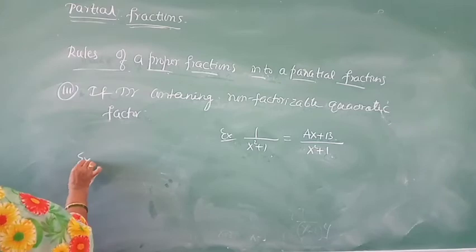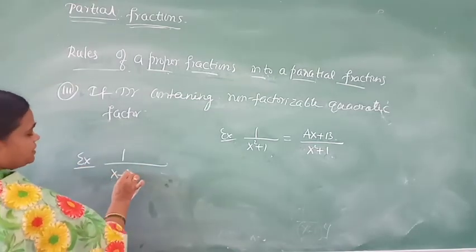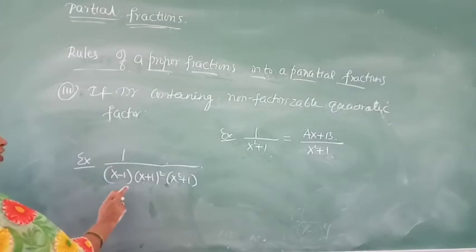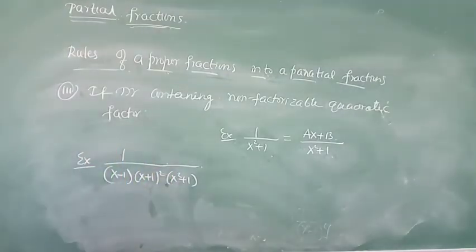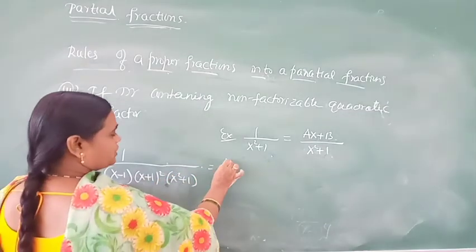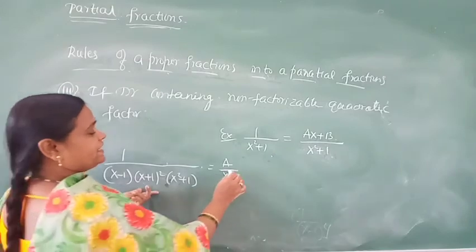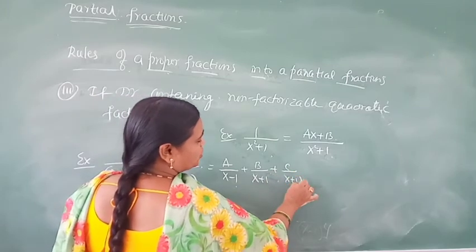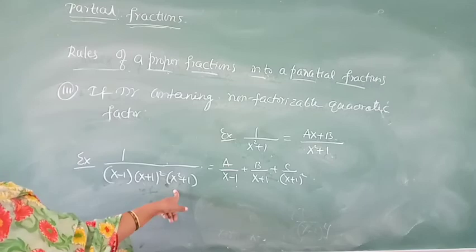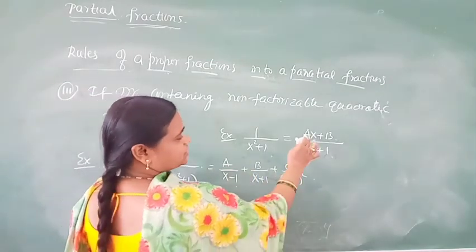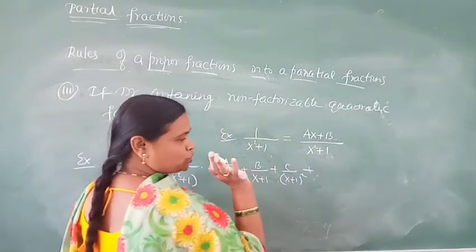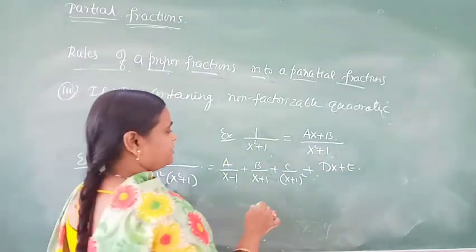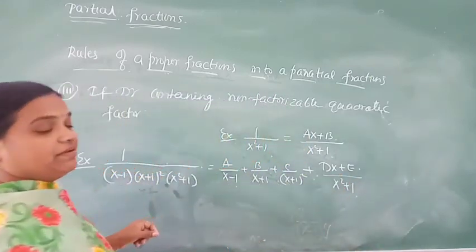For example, another one I will take, just concentrate: 1 divided by (x minus 1)(x plus 1) the whole square (x square plus 1). This is a combination of non-repeated, repeated and non-factorizable. See, this is non-repeated, one root exists, therefore a by (x minus 1). This is repeated, how many roots exist? 2 roots, and this can be written as b by (x plus 1), c by (x plus 1) the whole square. And this is a non-factorizable quadratic factor, so it is in this form. How many constants exist? 2 constants. Those we write as dx plus e, instead of a and b, divided by x square plus 1. In this way, we can write.